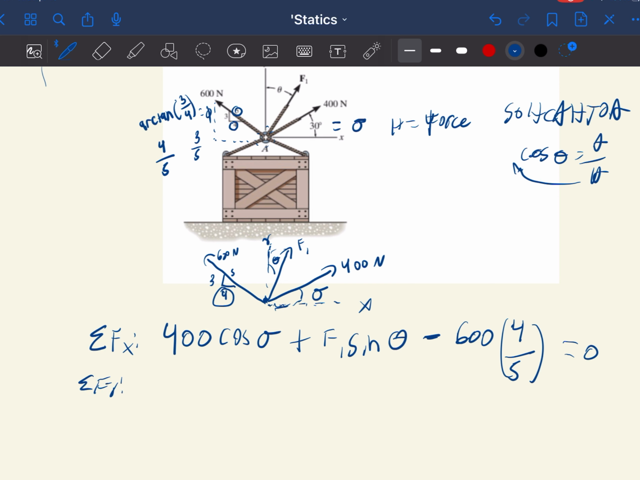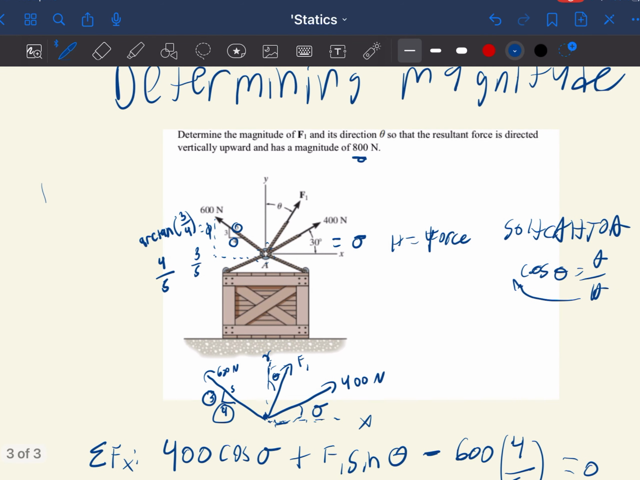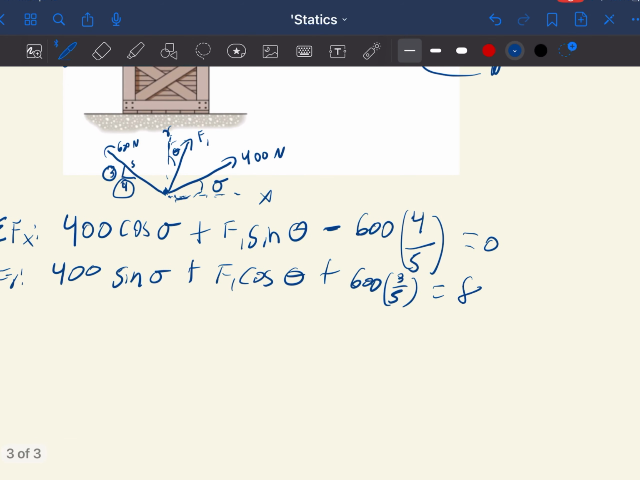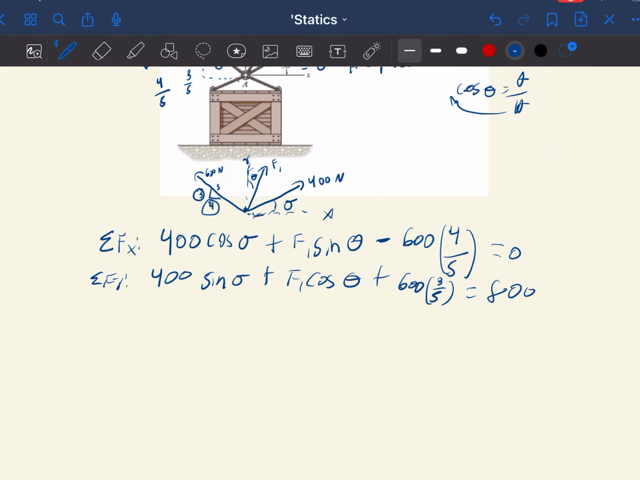In the y, we have 400 sine sigma, because it's just going to be the opposite, plus F1 cosine theta, plus 600, but now we want this y component, so it's going to be 3/5. And as it's going to be moving 800 newtons, it's going to have a net force going upwards at 800 newtons. We're going to need to set this equal to 800. Cool. So now we have our two equations written out to be able to solve for this.